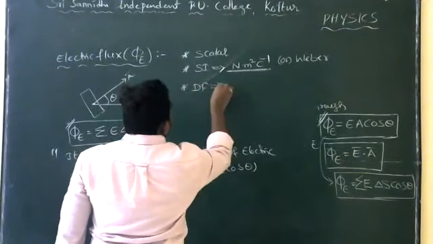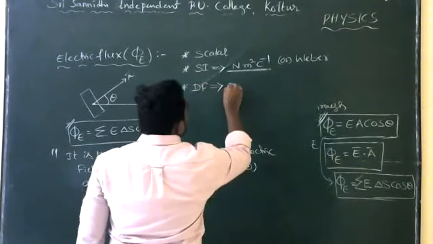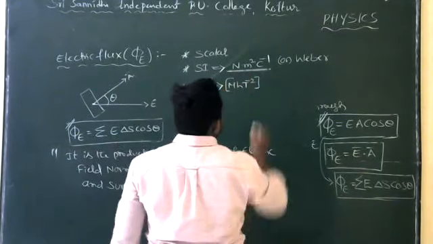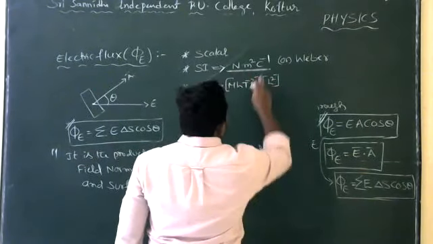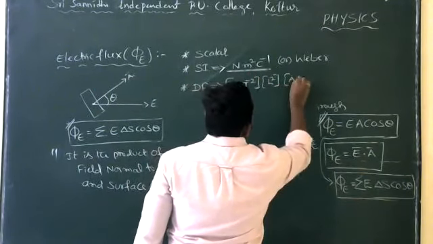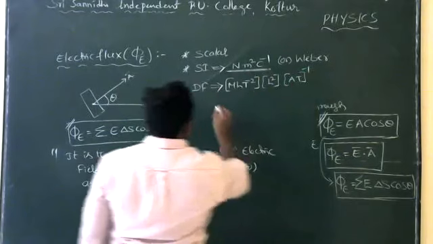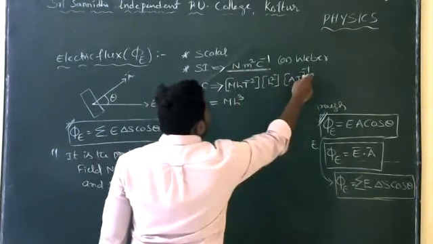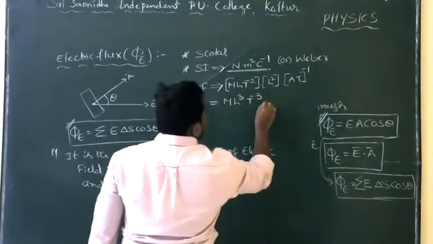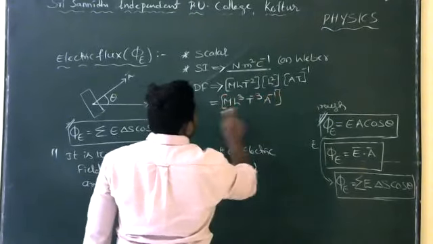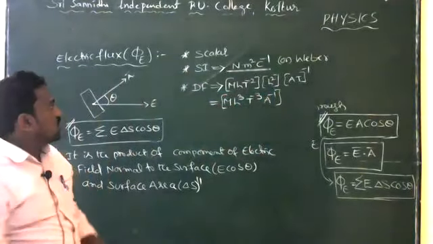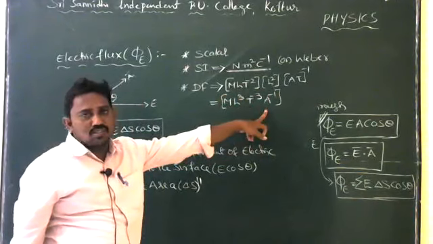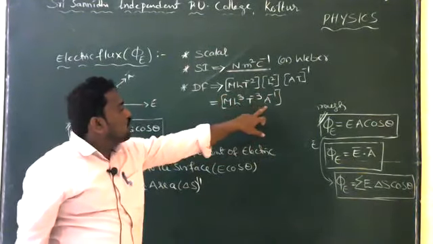So how to write the dimension formula? Newton is force, so the dimension formula is M L T power minus 2. Meter is distance, with dimension formula L square. C means charge, coulomb, so that is A T whole power minus 1. So that is equal to M L into L square, L cube, T power minus 2, T power minus 1, so that is T power minus 3, and then A inverse. So this is the dimension formula for electric flux: M L cube T power minus 3 A inverse.